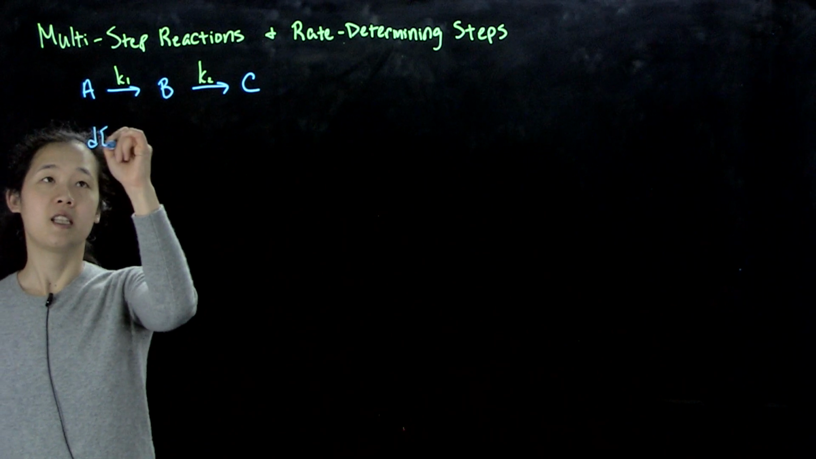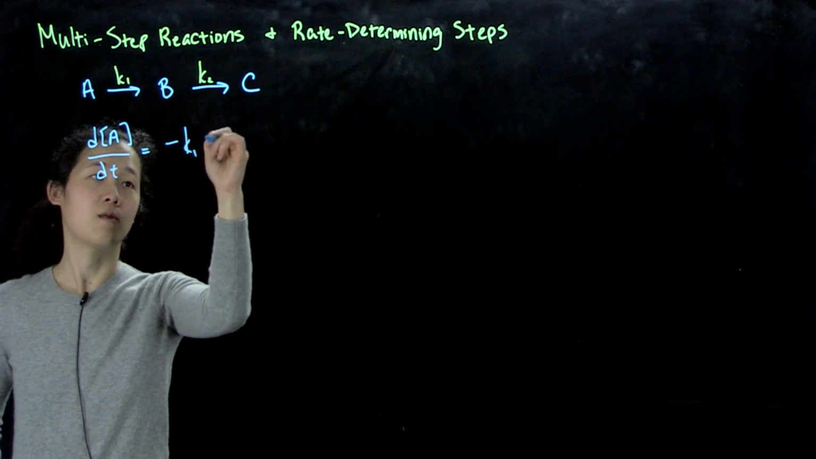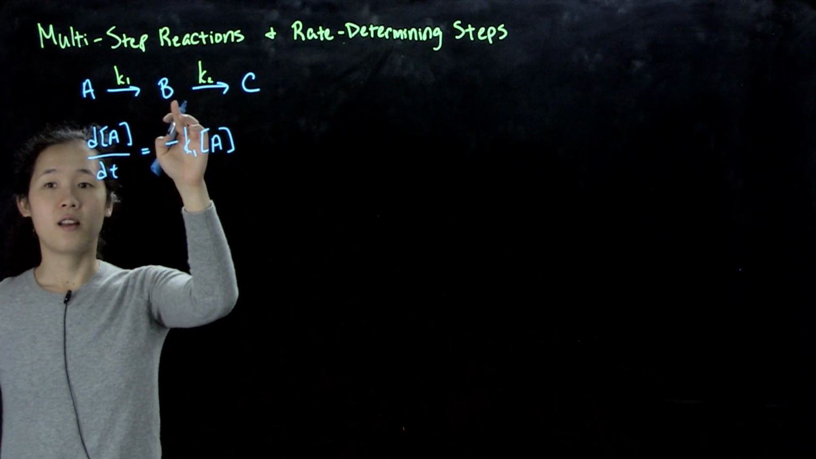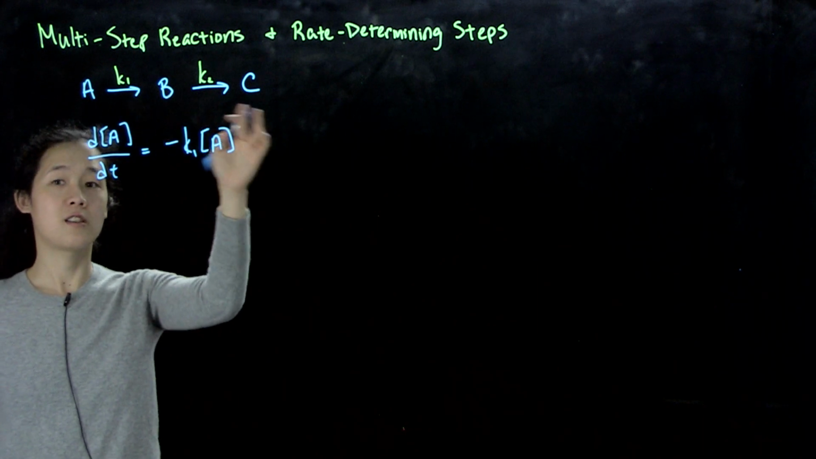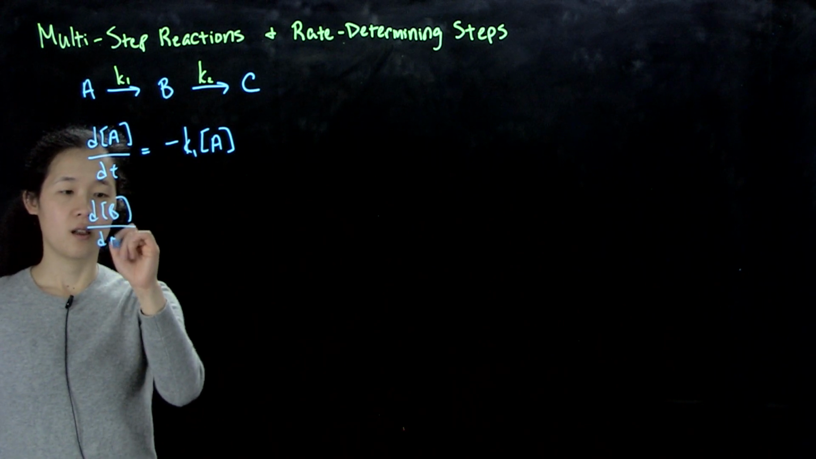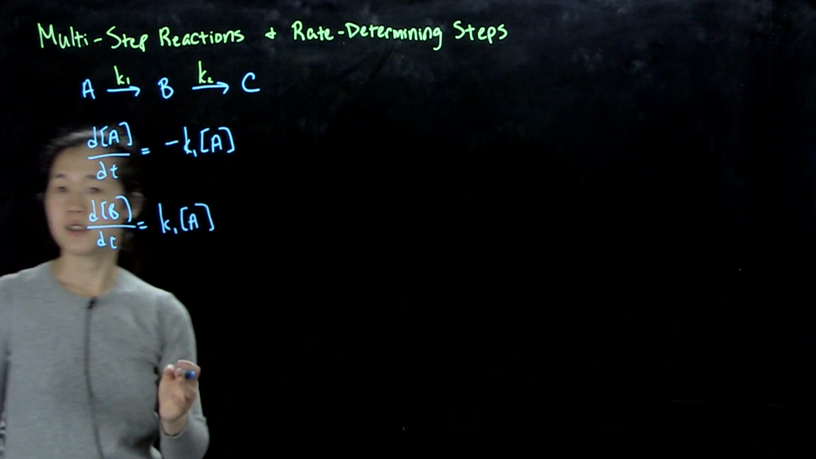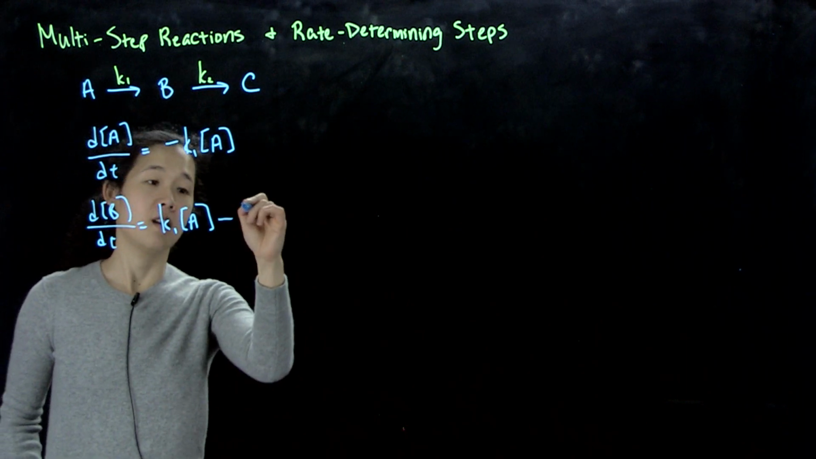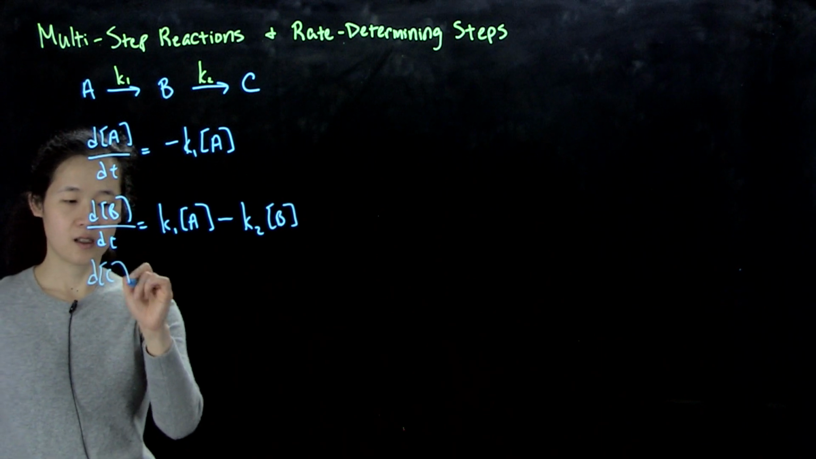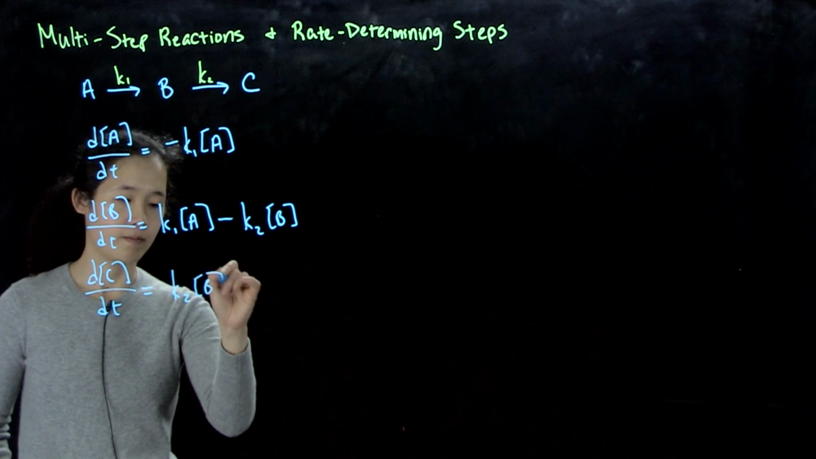So dA/dt equals negative K1 times the concentration of A. Similarly, B is going to have two first order reactions related to it. B is getting formed from this, so dB/dt equals K1 times the concentration of A. And then we're losing B in the second first order reaction step, so this will be minus K2 times the concentration of B. And then dC/dt is just going to be equal to K2 times the concentration of B.